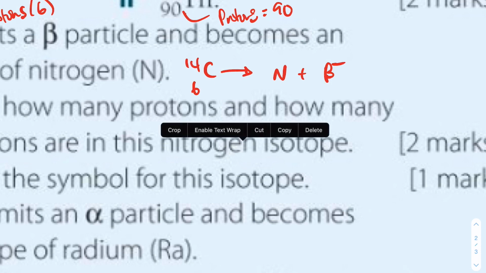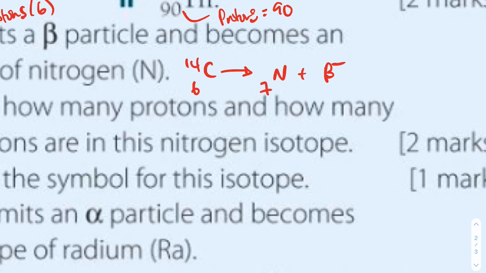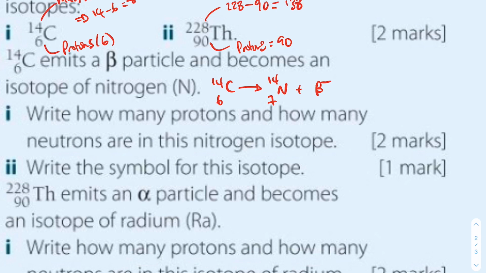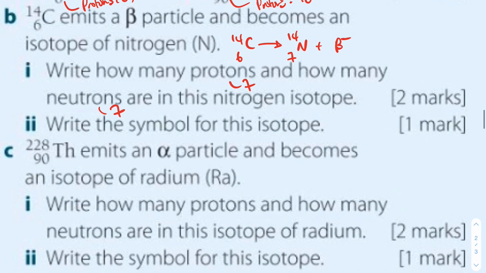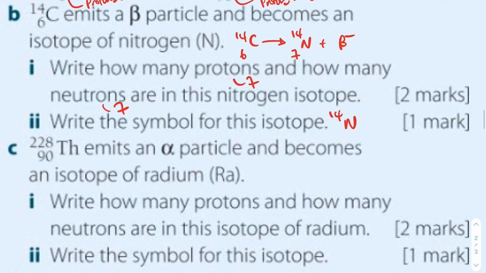So a neutron has turned into a proton. So the proton number has gone up by 1, and the mass number will stay the same because there are no protons and neutrons leaving the nucleus. So how many protons and how many neutrons are in the nitrogen isotope? Well, the number of protons is 7, and the number of neutrons is also 7. 14 minus 7 is 7. Write the symbol for this isotope. We've got that here, nitrogen 14.